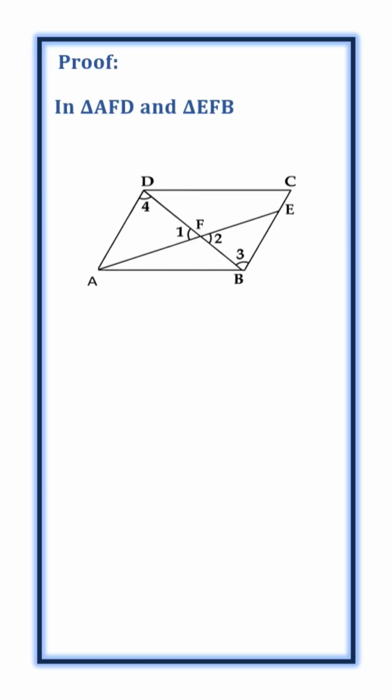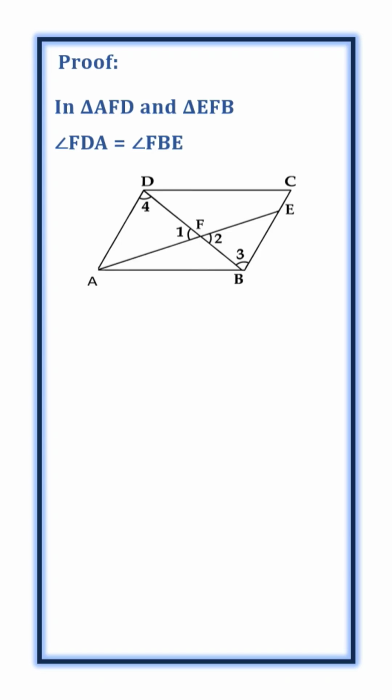Observe the figure. Here angle 4 is equal to angle 3 because they are alternate angles. Means angle ADF, or FDA, is equal to FBE. ADF is also equal to FDA. Okay. Why? They are alternate angles.